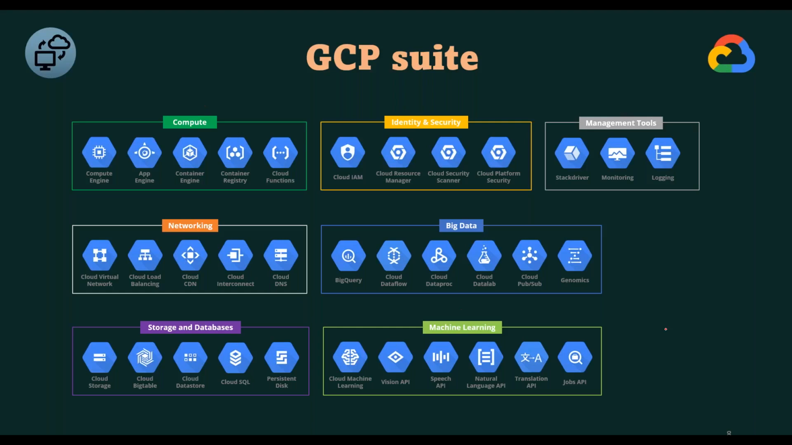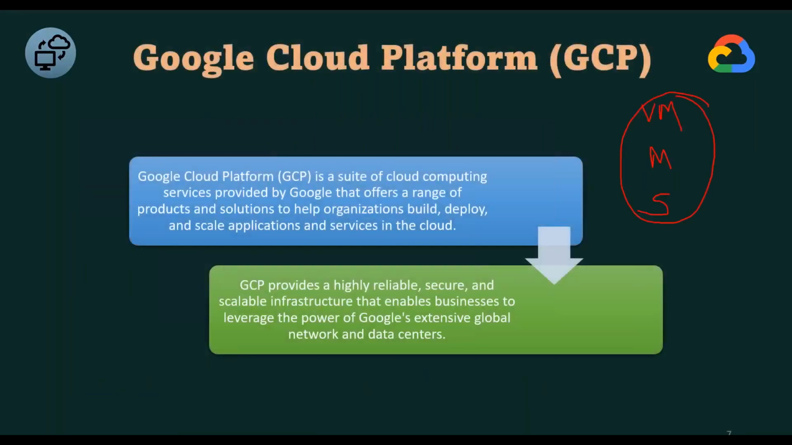If I have to look at the definition, by definition, Google Cloud Platform is a suite of cloud computing services provided by Google that offers a wide range of products and services to help organizations build, deploy and scale applications and services in the cloud. GCP provides you highly reliable, secure, and scalable infrastructure that enables businesses to leverage the power of Google's extensive global network and data centers.